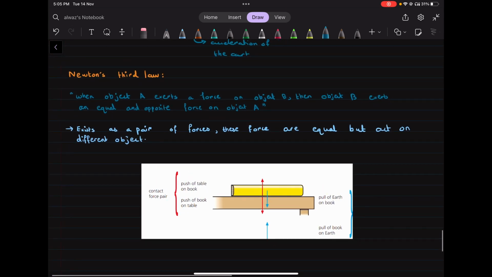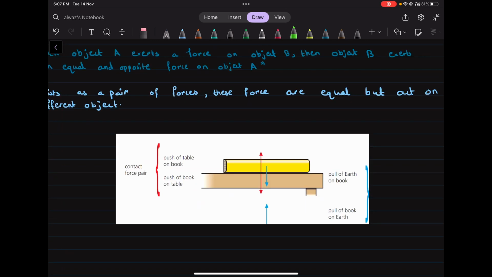The last law that we're going to be talking about is Newton's third law. Newton's third law states that when an object A exerts a force on an object B, then object B exerts an equal and opposite force on object A. So in this diagram, we see a book which is just resting on a table, and we see that the book pushes the table downwards like this. Now, because of Newton's third law, we know that the table must also be pushing the book upwards. So the table also pushes the book upwards, and this is one pair.